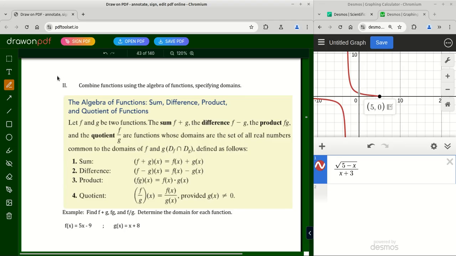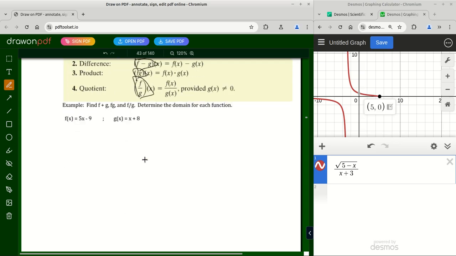New topic. Brand new topic here. Oh, here we go again. Okay, new topic. So, algebra of functions is a lot of blah, blah, blah. But basically, we're going to be adding, subtracting, multiplying, dividing two functions. Here we go. No way Desmos can help you here. Got to do it by hand.